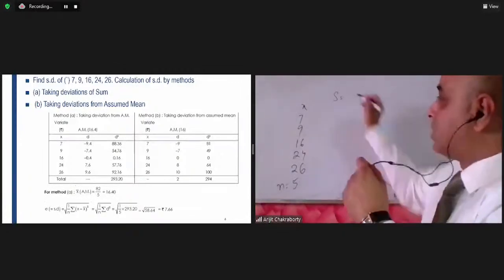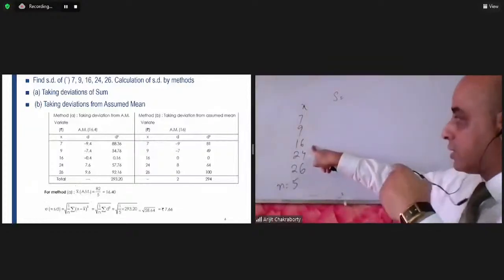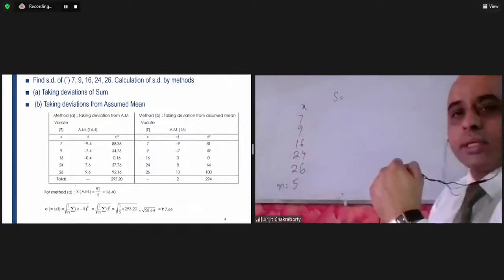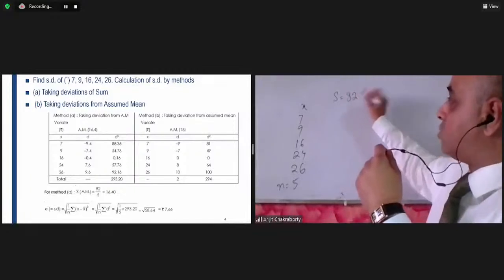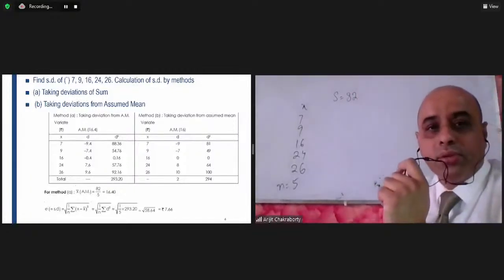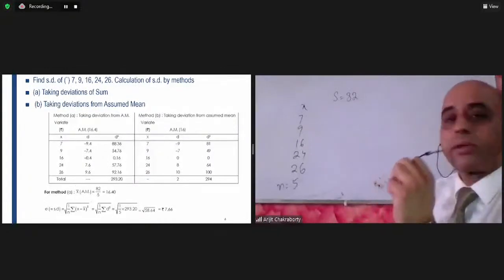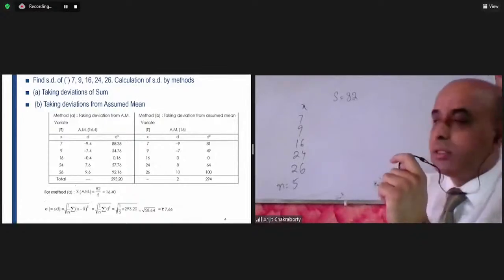So the sum is equal to 7 plus 9, that is 16, plus 16, that is 32, and 24 plus 26, that is 32 plus 50. So we are getting 82. The sum is 82. So please try to do this problem with me. The solution is there on the slide, but let us try to solve it first individually and on our own, and then we will see the solution.